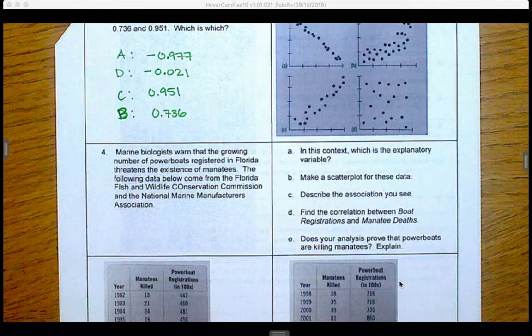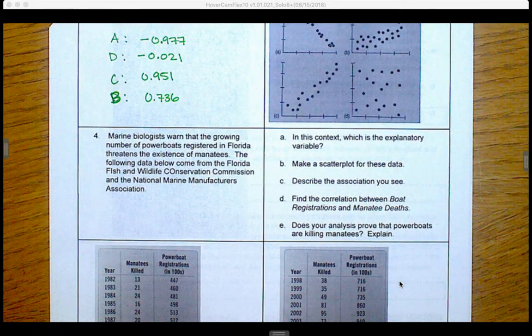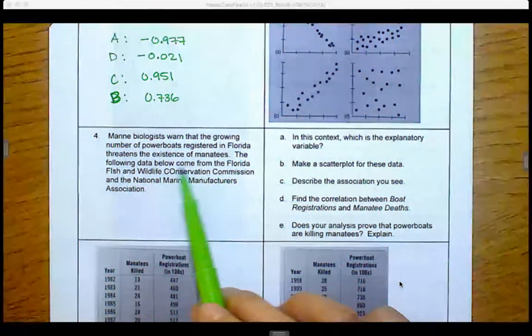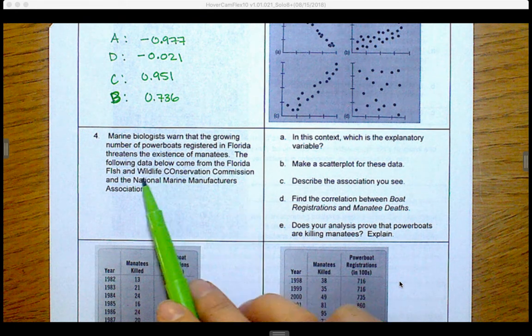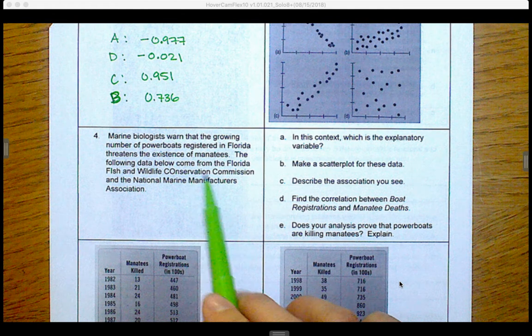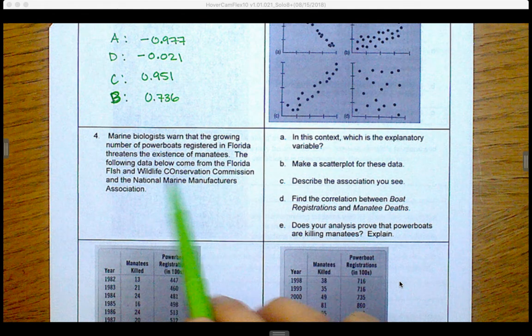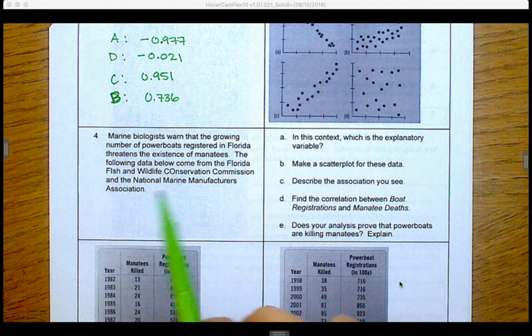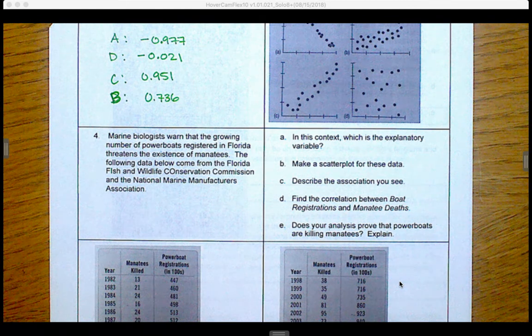Let's go ahead and take a look at number 4. Number 4 says marine biologists warn that the growing number of powerboats registered in Florida threatens the existence of manatees. The following data below comes from the Florida Fish and Wildlife Conservation Commission and the National Marine Manufacturers Association. In this context, which is the explanatory variable?